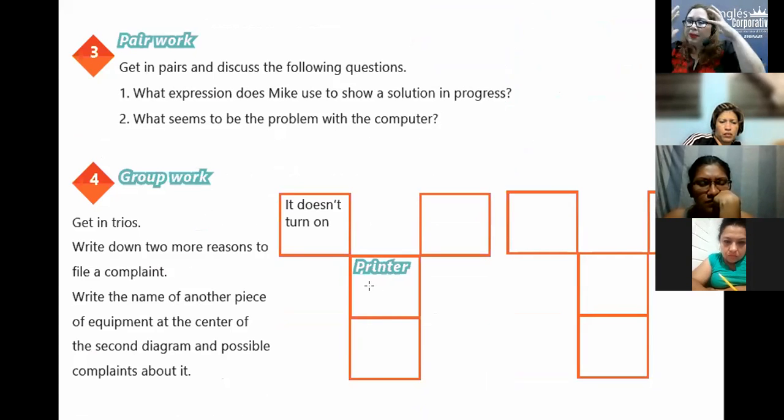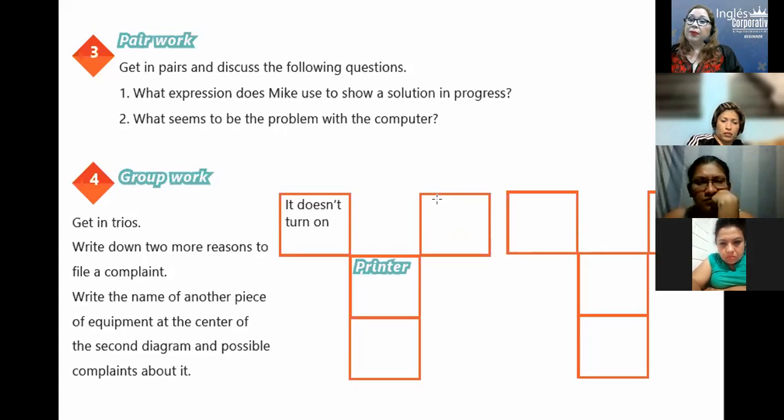En donde vamos a pensar two more different problems, okay? Two more different problems that can show up with the printers and your jobs. For example, the first one, it doesn't turn on, okay? What other problem could be the problem with printers? ¿Qué problemas puede presentar un impresor? What problems can a printer give you?